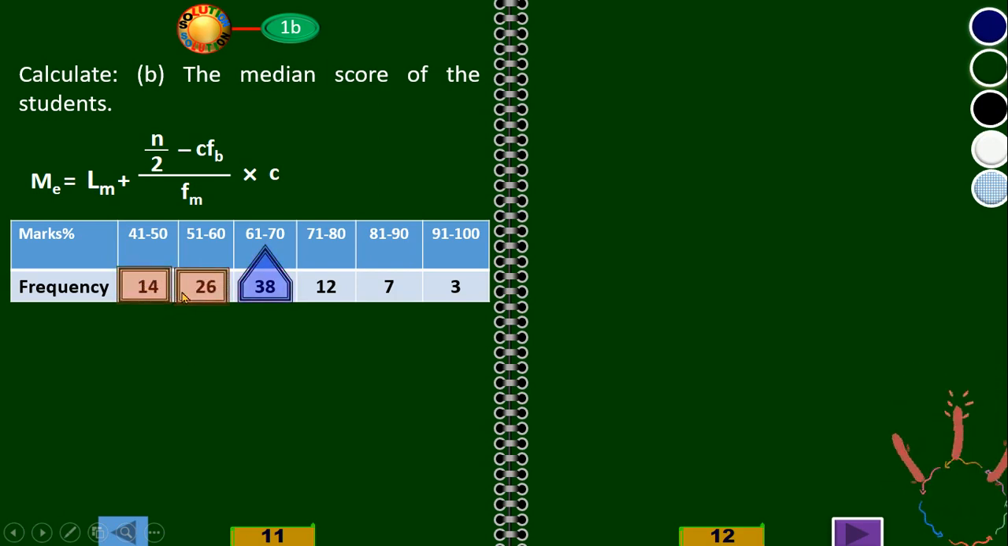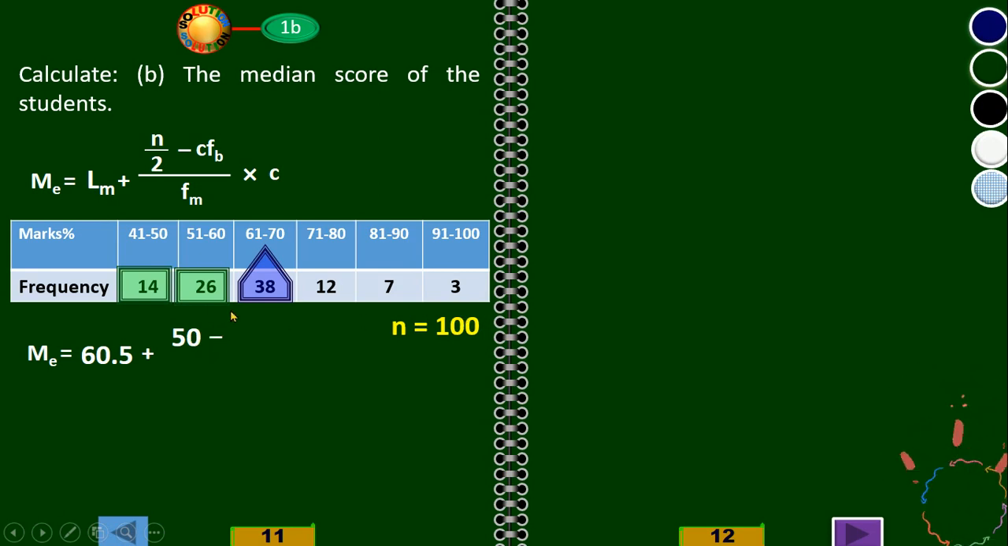Then, we are going to find the sum of the frequencies before the median class. And we have the frequencies as 14 and 26. Then when we add them, that gives us the cumulative frequency before the median class. So therefore, using the formula, we now replace this with 60.5, the lower class boundary of this median class. Then plus 100 divided by 2 will give us 50, because n is 100.